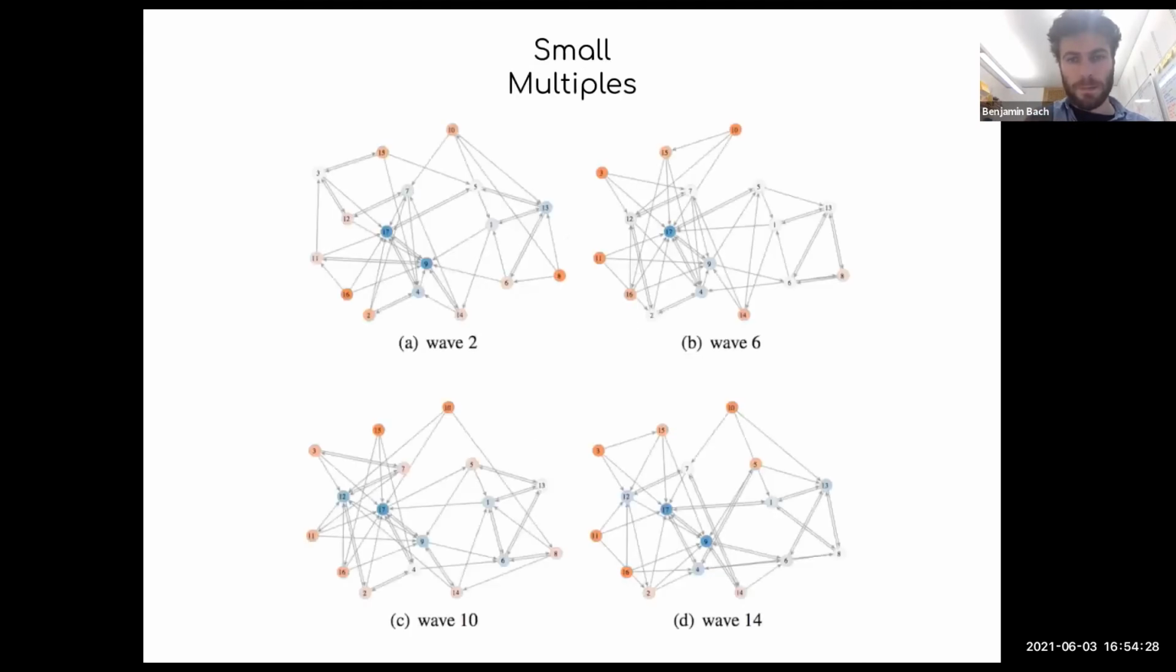your flow. An alternative is small multiples. Small multiples take a snapshot of the network at each time. For example, we have week 1 or wave 2.